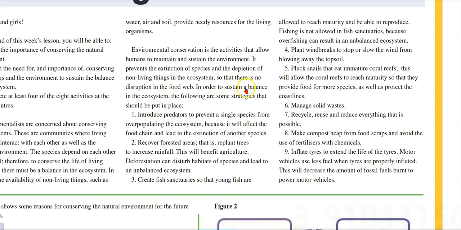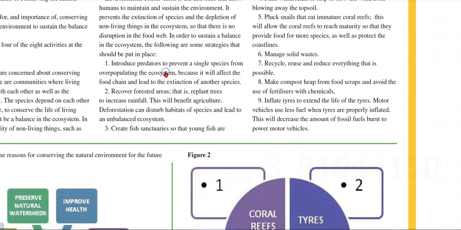In order to sustain a balance in the ecosystem, the following are some strategies that should be in place. 1. Introduce predators to prevent a single species from overpopulating the ecosystem, because it will affect the food chain and lead to the extinction of other species.